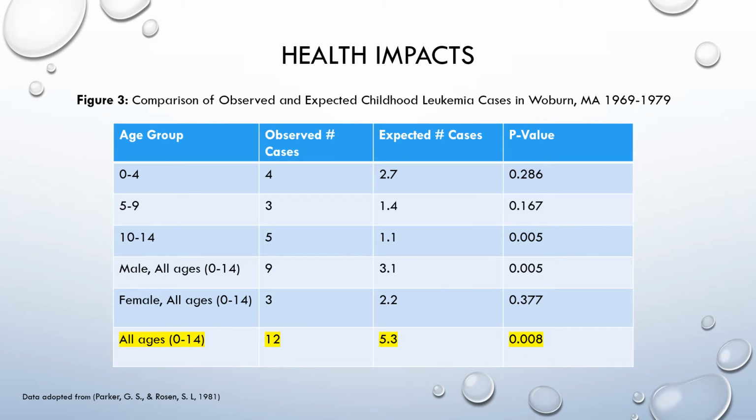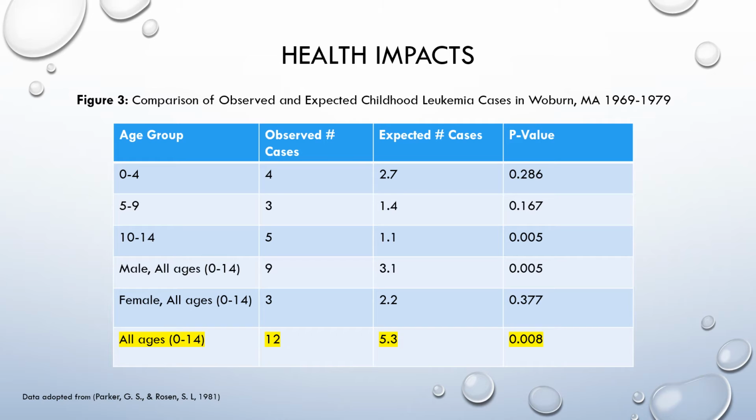And what about the health impacts? As you can see here, I bring your attention to the all ages group. This is a table that points out childhood leukemia cases in Woburn from 1969 to 1979. There were 12 cases of childhood leukemia reported during this time, but the expected number of cases was 5.3. And this data was adopted from a study conducted by Parker and Rosen in 1981, and they found this to be significant with a p-value of 0.008.